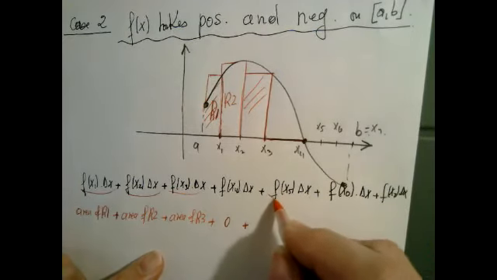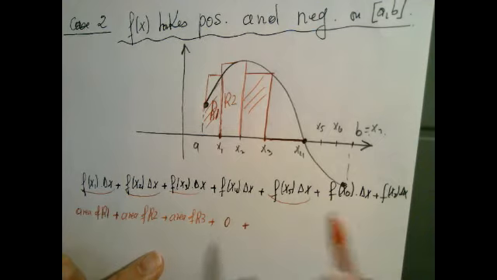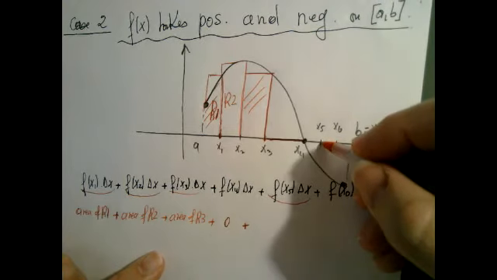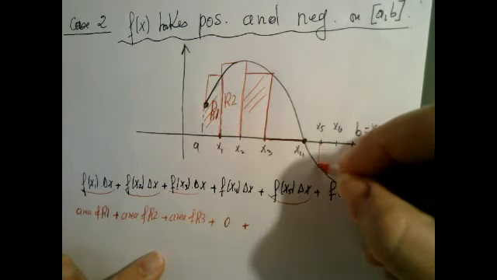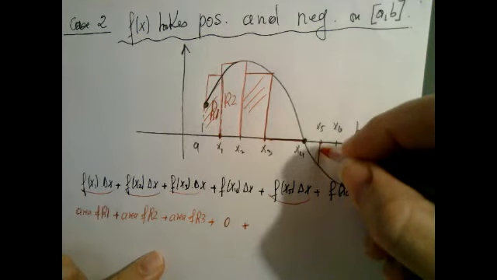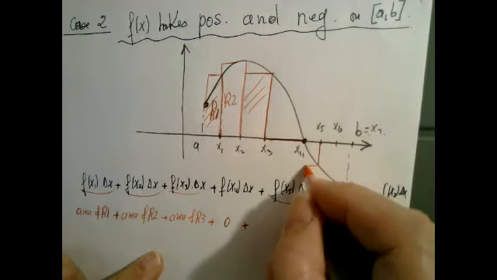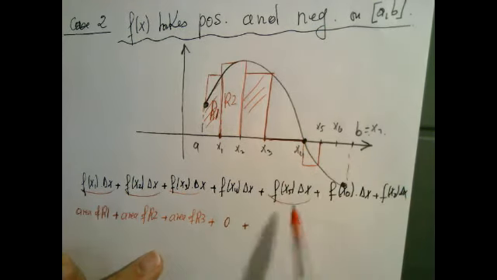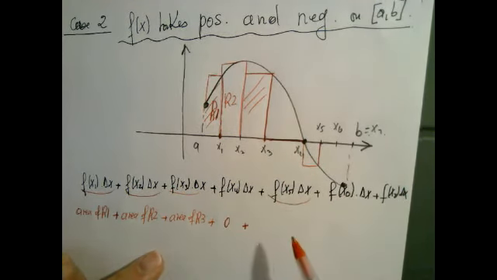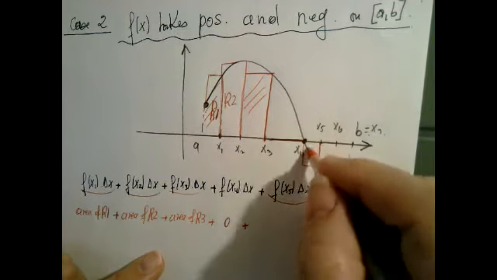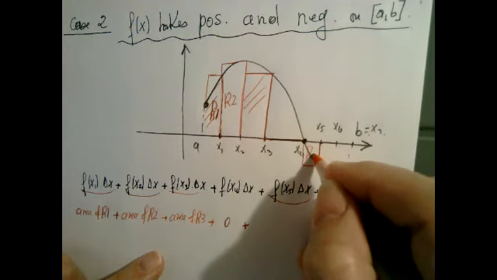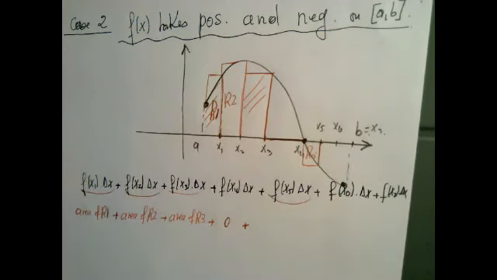What does f of x5 times delta x represent? This is x5. And this is f of x5. f of x5 is negative. And this is my delta x. So when I take f of x5 times delta x, what do I get? I'm going to call this rectangle R5. What do you think I get?